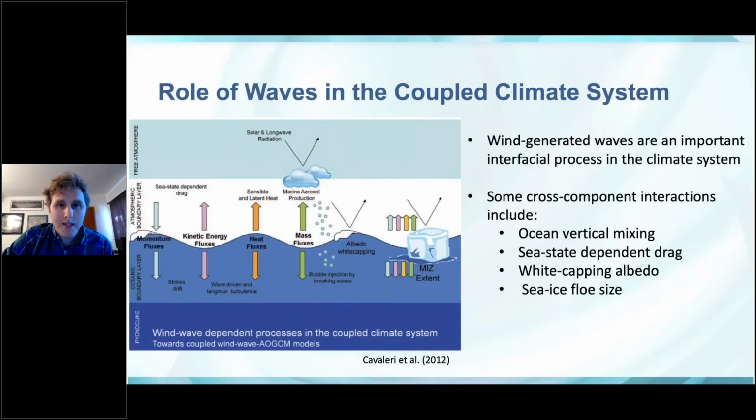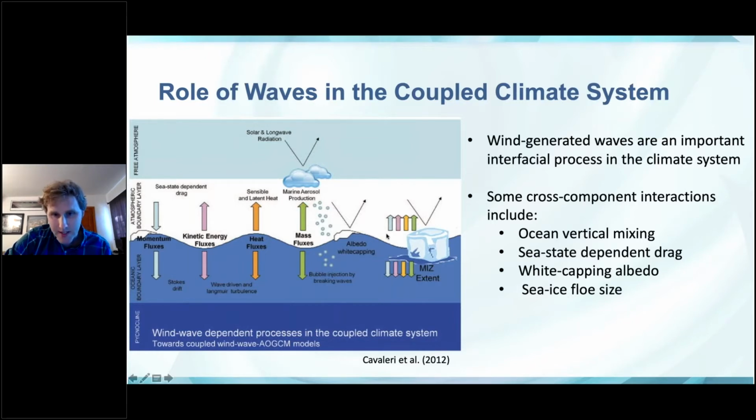The role of waves in the coupled climate system. Waves are really this interfacial process that controls a lot of fluxes between the atmosphere and the ocean. These include things like vertical mixing, when the Stokes drift caused by waves interacts with the currents in the upper oceanic boundary layer. It can create Langmuir turbulent cells, which mix the upper layer of the ocean. The waves also alter the air-sea momentum flux due to the form drag of the waves. Also, white capping of waves changes the albedo of the ocean surface and reflects incoming radiation.